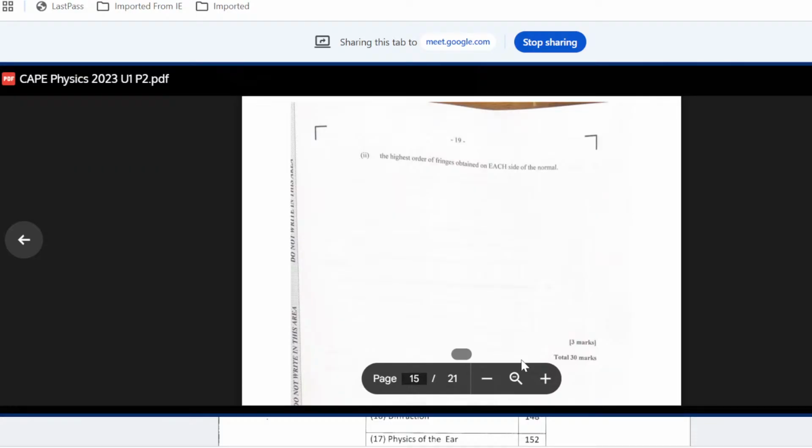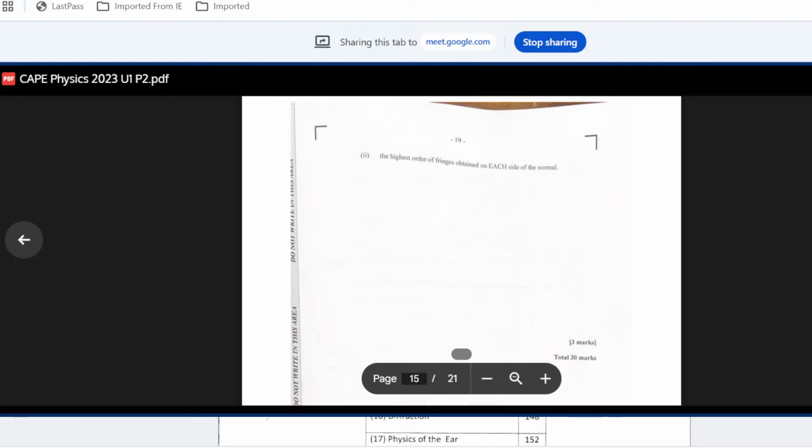Is it the 27.7 or the 13.85? No, that's for the first fringe, the very first one. You have others like 2, and the higher the order, the angle is going to increase. So think about it from a geometric or mathematical standpoint. What's the highest angle you can get for these fringes?